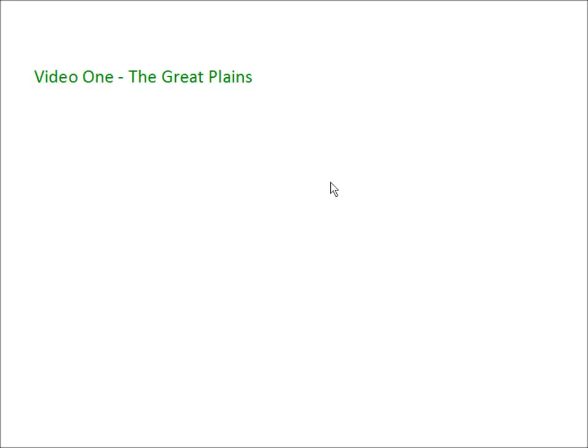GCSEhistory.co.uk. The video we're going to be doing today is the first video for the American West topic, and the first little subtopic of the American West is the Plains Indians. So this video comes under the topic the Plains Indians, and this is the first video in this topic. And in this video today we're going to be looking at the Great Plains. What were they and where were they located?